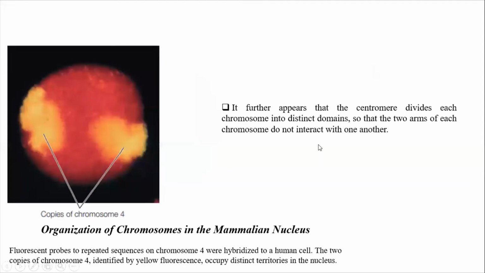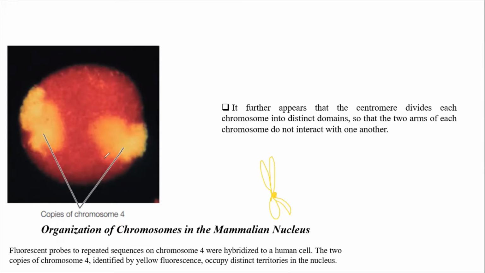Now, this is another, just with the help of all those fluorescent probes, they have confirmed. So it further appears that the centromere divides each chromosome into distinct domains so that the two arms of each chromosome do not interact with one another. Okay. So we know what is the function of centromere. So here you have got the centromere, right? Now, fluorescent probes to repeated sequence on chromosome 4 were hybridized to a human cell. The 2 copies of the chromosome 4 identified by yellow fluorescence occupied distinct territories in the nucleus.